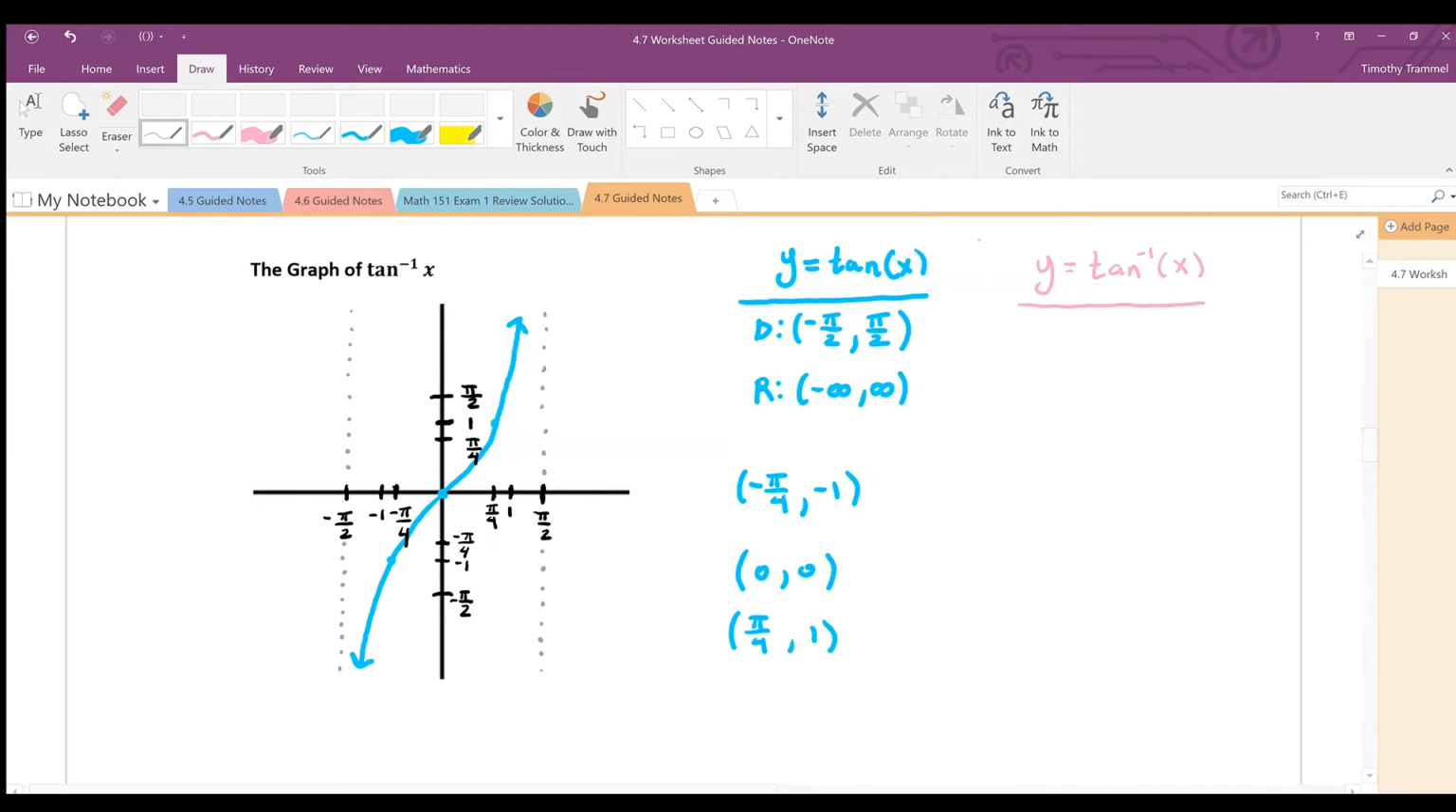And we know that the domain and range should switch. So the domain now is minus infinity to infinity, while the range is only minus pi over 2 to pi over 2. And now let's graph some of these points where we're going to swap the x and y coordinates.